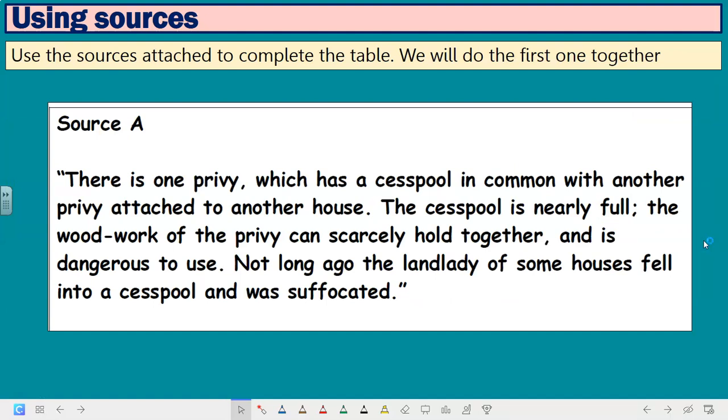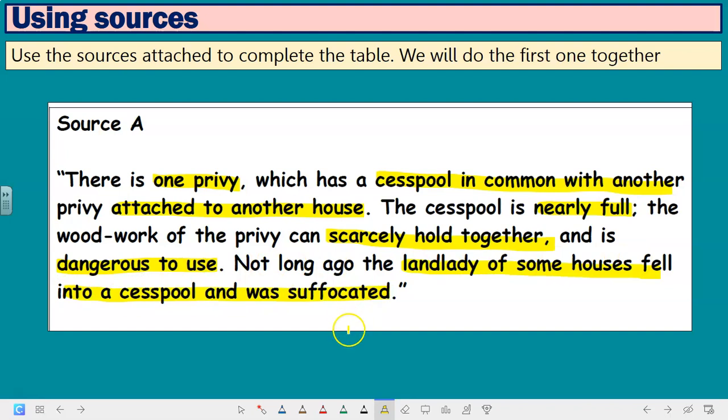So this is source A. I'm going to get my highlighter. If you can print your sources out and highlight them, brilliant. If you can't, then don't worry, you can just read through them. So it says there is one privy which has a cesspool in common with another privy attached to another house. The cesspool is nearly full. The woodwork of the privy can scarcely hold together and is dangerous to use. Not long ago, the landlady of some houses fell into the cesspool and was suffocated.